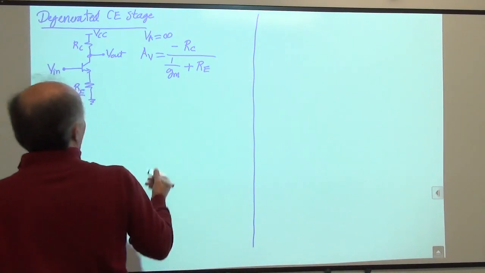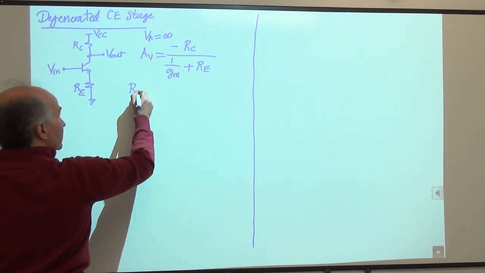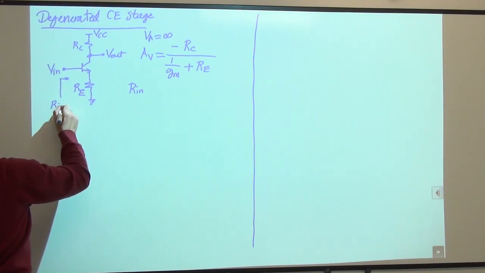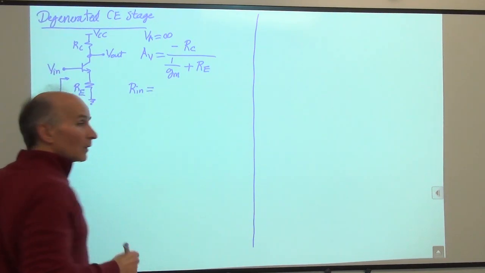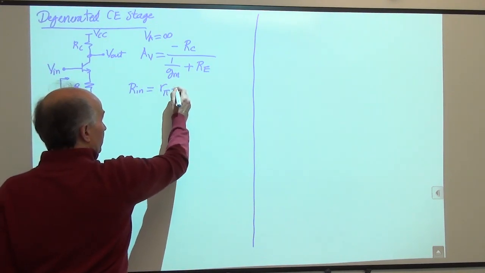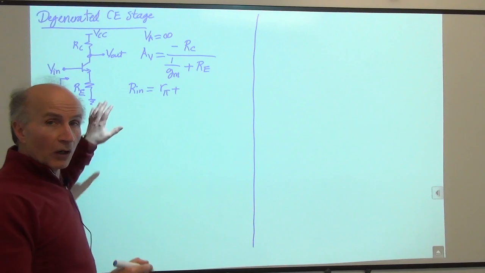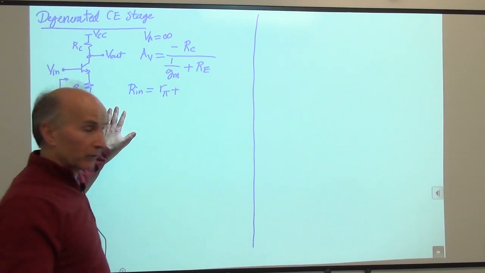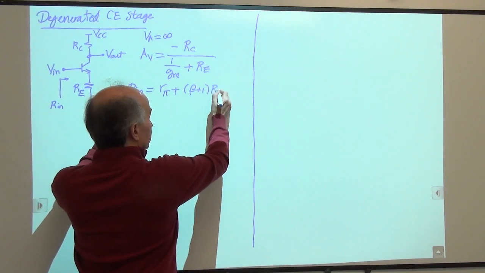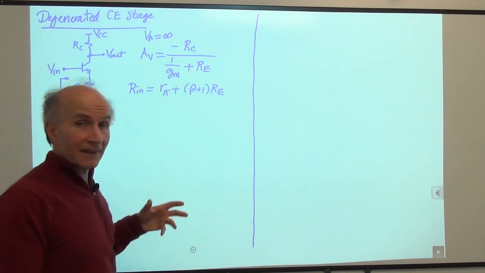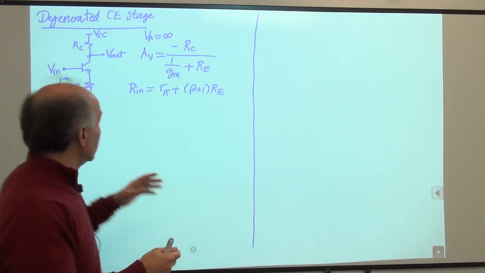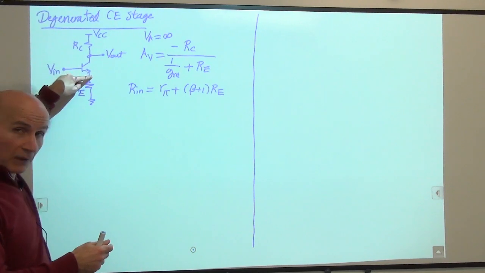Okay, all right. How about the input resistance? The input resistance of the circuit was obtained in 115A as follows. We have r pi as before, but not just r pi. To that we have to add RE, but multiplied by a certain factor. And that factor was beta plus 1 times RE. So what's interesting is that r pi and RE are not in series. It's much more complicated because we have a dependent current source here.